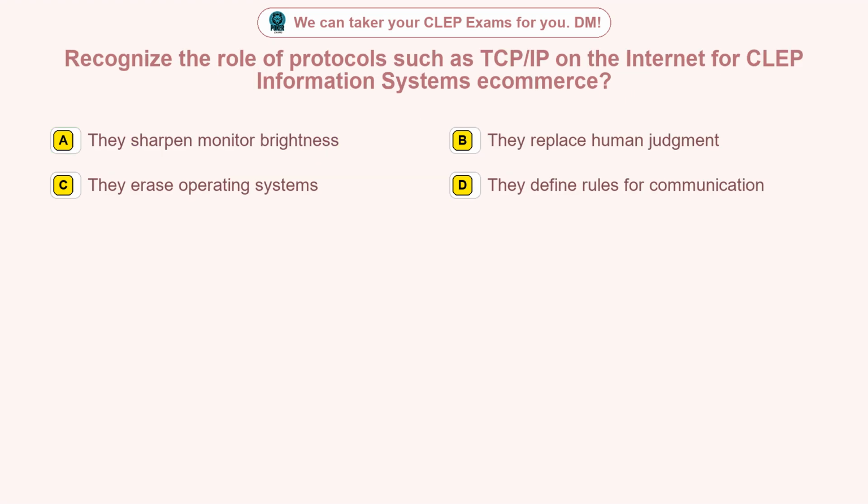Question 29. Recognize the role of protocols such as TCP/IP on the Internet for CLEP Information Systems Ecommerce. Option A. They sharpen monitor brightness. Option B. They replace human judgment. Option C. They erase operating systems. Option D. They define rules for communication. The correct answer is option D. They define rules for communication.